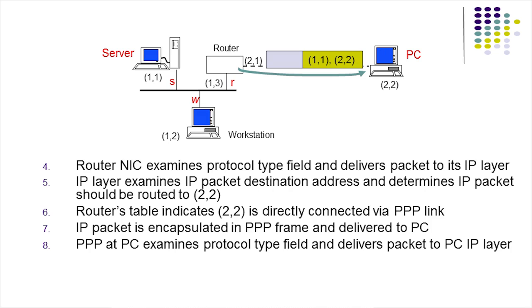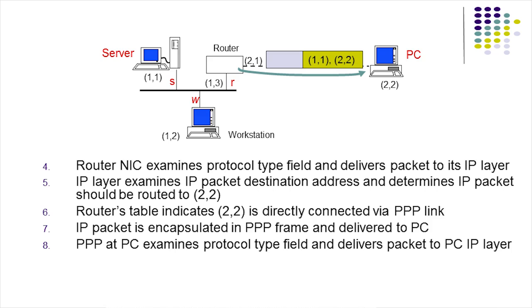The Ethernet frame is broadcast by the server's network interface card and captured by the router's network interface card. The router's network interface card examines the protocol type field and delivers the packet to its IP layer. Its IP layer examines the IP packet destination address and determines the IP packet should be routed to network address 2,2. The router's table indicates 2,2 is directly connected via the PPP link.